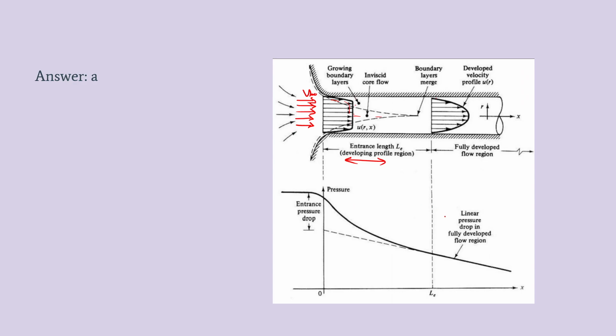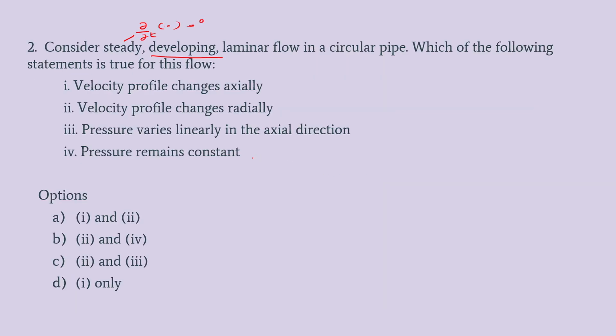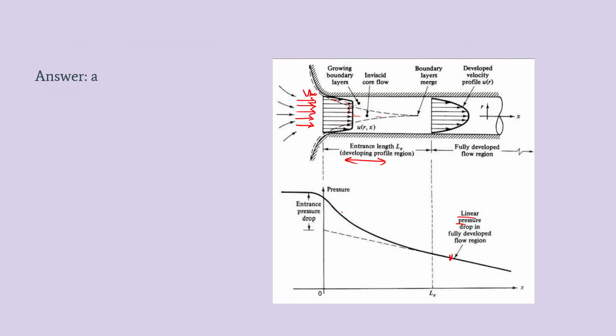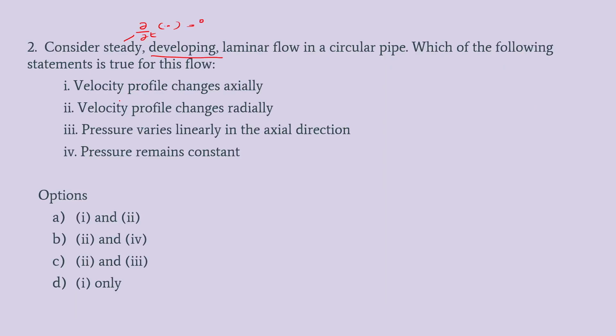But a linear fashion of pressure drop is only in the fully developed region, so we cannot take it. And the other thing is that pressure remains constant. From the graph of the pressure, we can see pressure is decreasing. So only statements 1 and 2 stand. So our answer is option A.